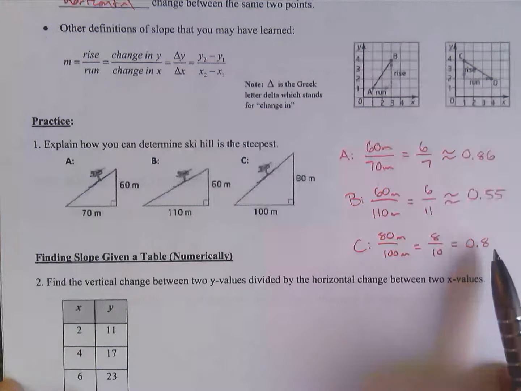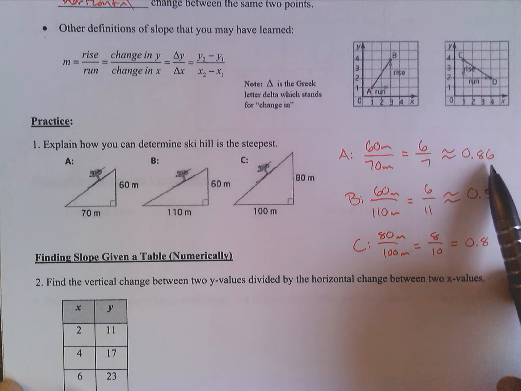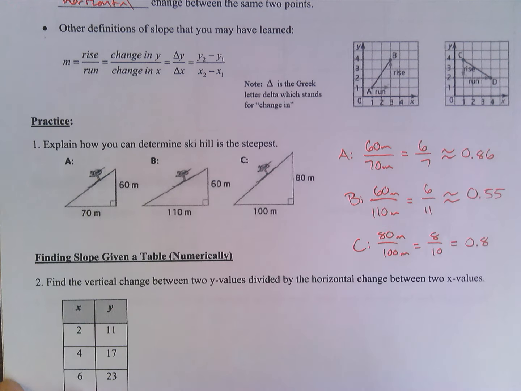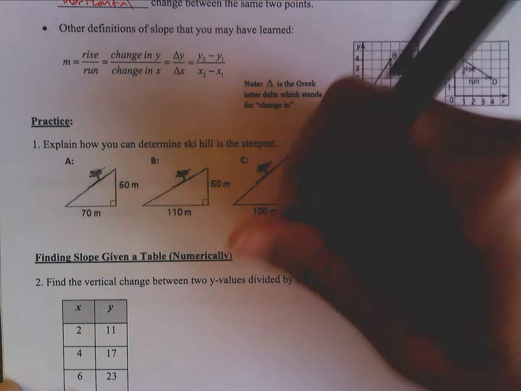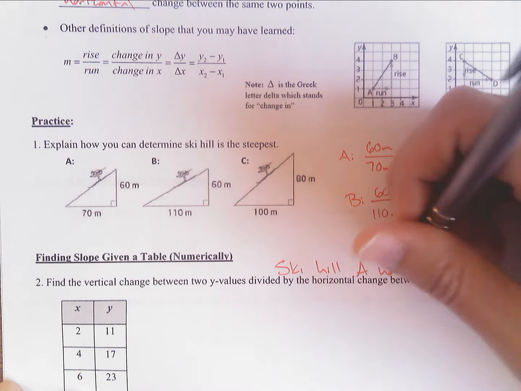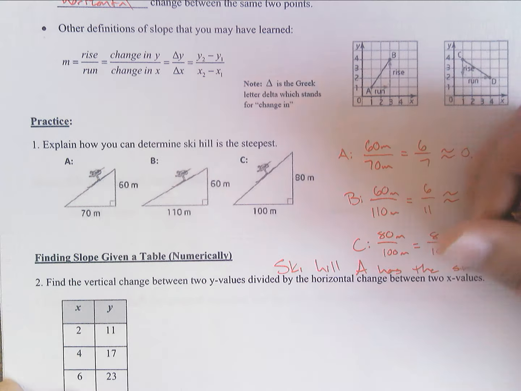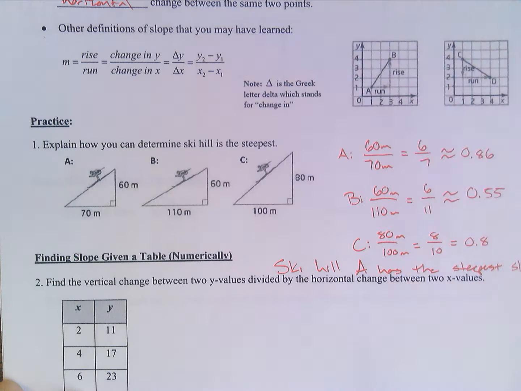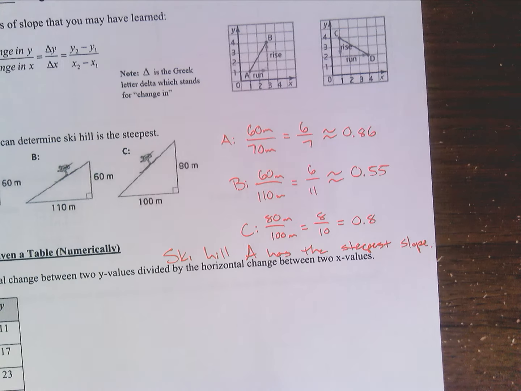Now, which one is the steepest? The one that is the steepest has the greatest slope. So we look at the magnitude of each of the slopes. We see that ski hill A has the greatest magnitude at 0.86. So let's go ahead and write that out. Ski hill A has the steepest slope.